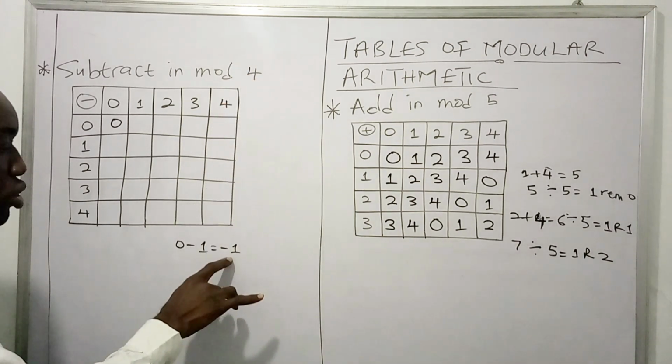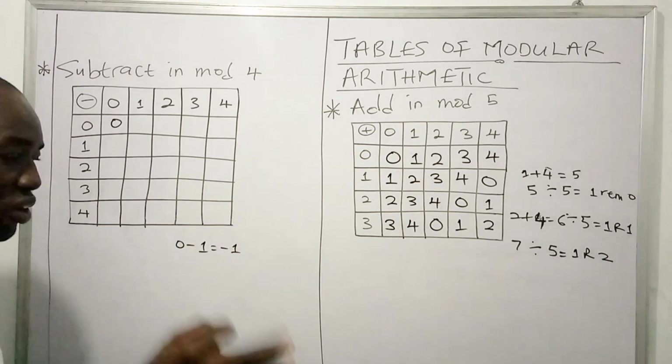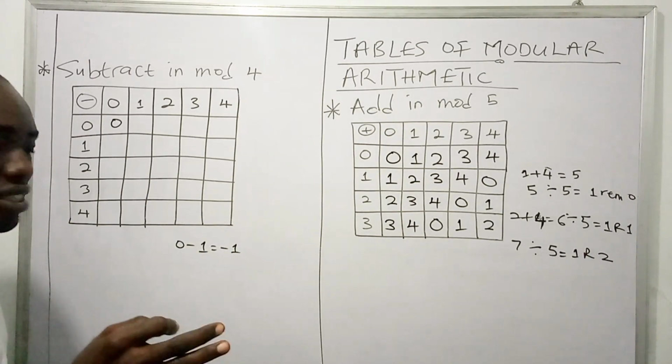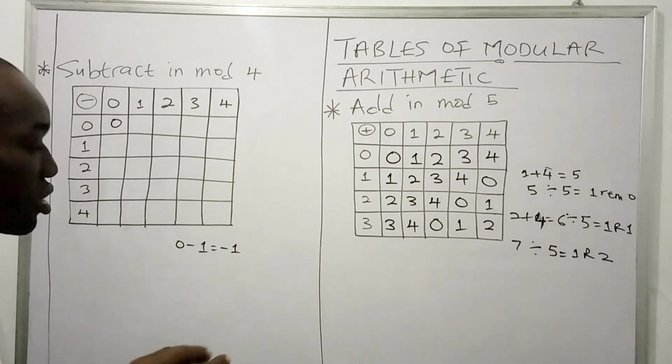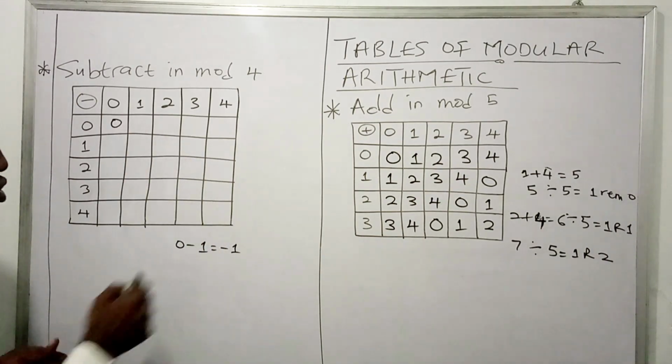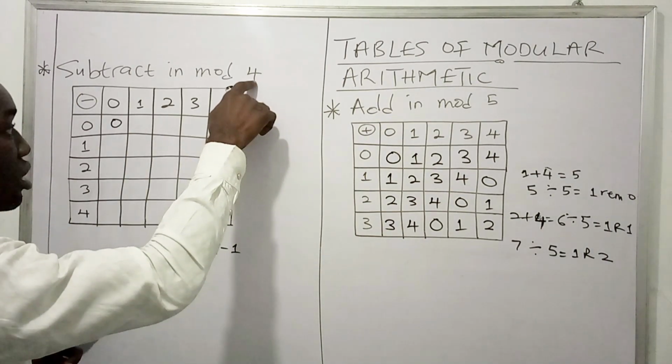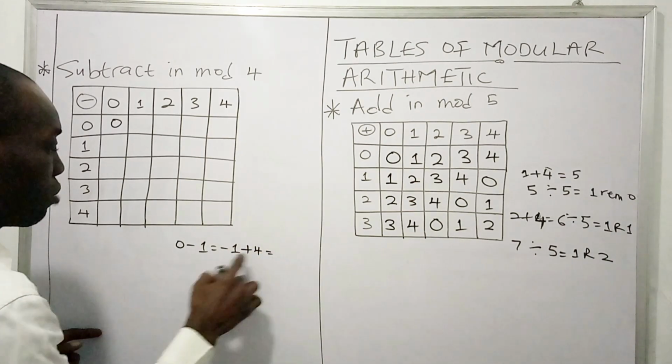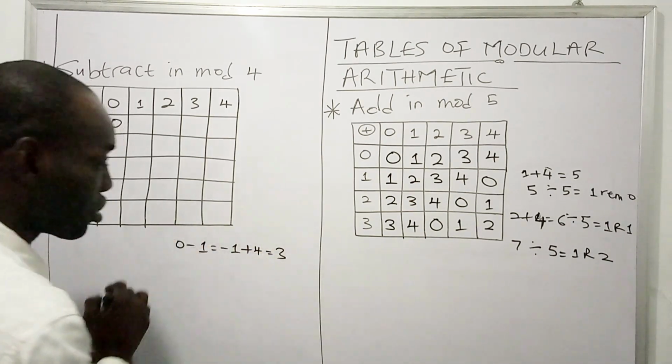Now, what you simply do here is that the mode given to you is 4. You keep adding the mode to your negative difference. The first positive number you get becomes the solution to the problem. So since we have minus 1, we add the mode, which is plus 4, to it. Minus 1 plus 4 will give us 3, positive 3.